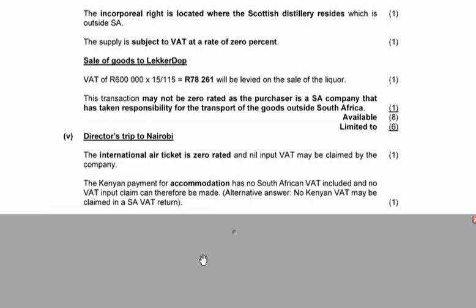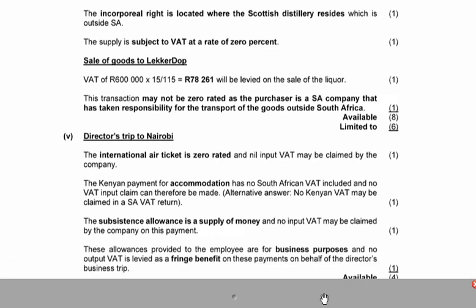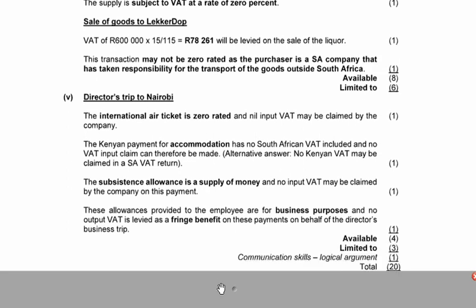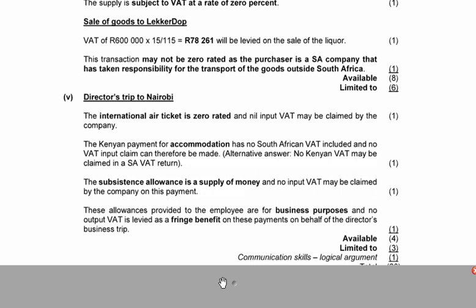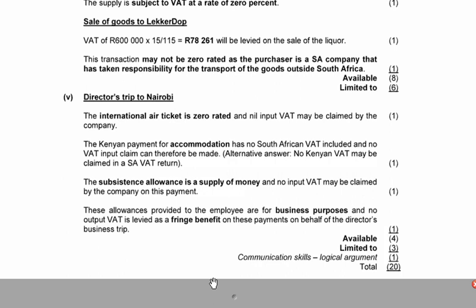International air ticket zero rated. Kenyan payment for accommodation, no SA VAT, therefore we can't claim it in an SA VAT return. Subsistence allowance, supply of money, no input VAT. I know you can write more, but it's only out of 3, so you need to do it. And then, even though these are provided to an employee, it's for business purposes, therefore there's no fringe benefits and no VAT in it, so there's a 4th mark there. So available for, limited to 3. Communication skills and logical argument, 1 mark. 20 marks within a test.